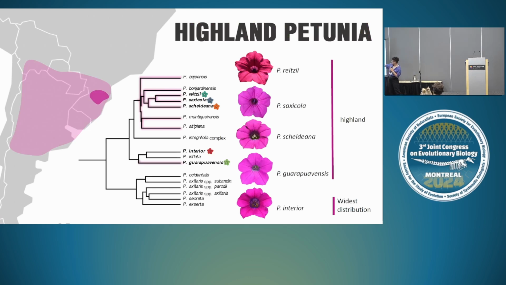In that part that is marked in the map, and the highland species are the ones highlighted in the phylogeny. So in this work, I was trying to understand what the main drivers of their diversification were. And for this, I chose 4 of the highland species and 1 lowland species, interior. Interior has the widest distribution of Petunia in the lowlands, and we believe that they have a very important role in the colonization of the highlands.